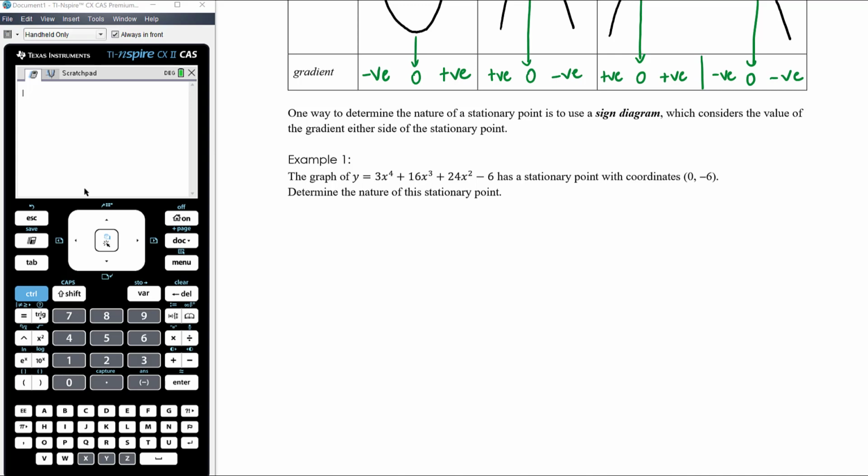So let's set up a sign diagram to enable us to think about the gradient either side of this point and hence determine what kind of stationary point we have. So the sign diagram will be a small table and it will have 3 rows. The top row will be for our x value. The second row will be for the value of the derivative or the gradient at that point, okay? And the third row will be for us to identify what that means about the shape of the graph, okay?